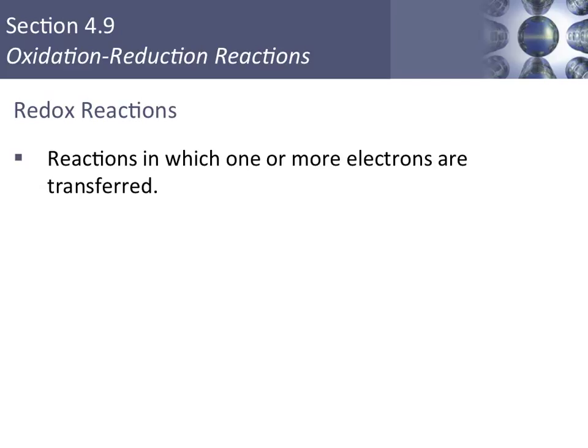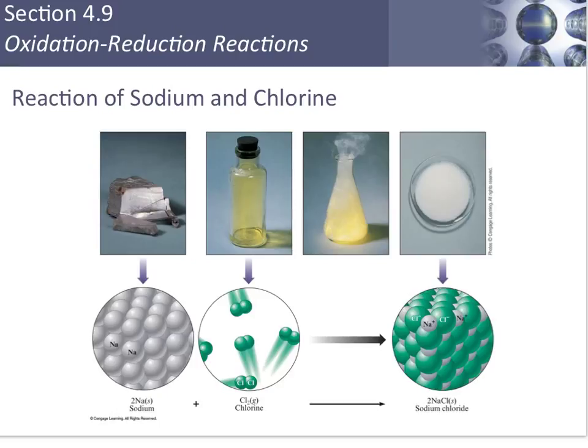A redox reaction is a reaction in which one or more electrons are transferred. We usually think about electrons being transferred in ionic compounds. So, for example, sodium and chlorine reacting to form the ionic compound sodium chloride, where the sodium ions have lost an electron and the chloride ions have gained an electron. However, we do need to think about electrons in covalent compounds as well.